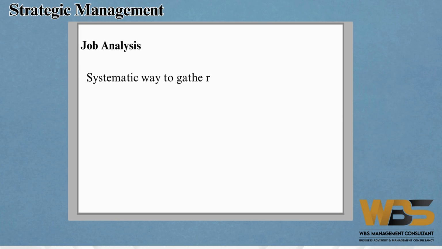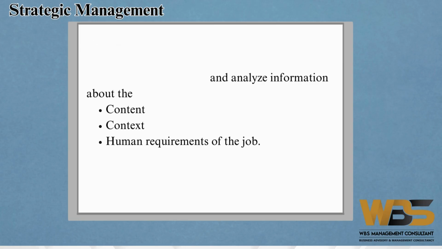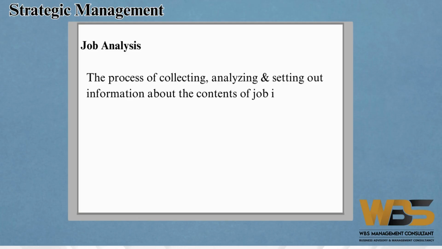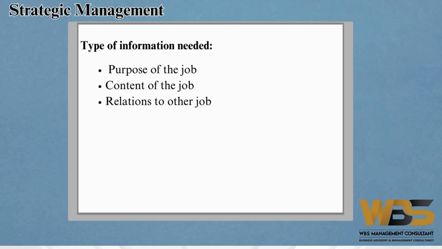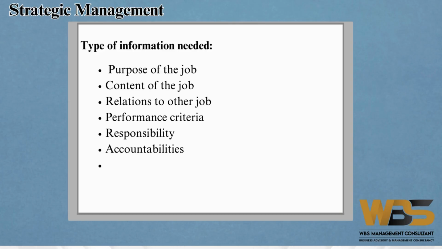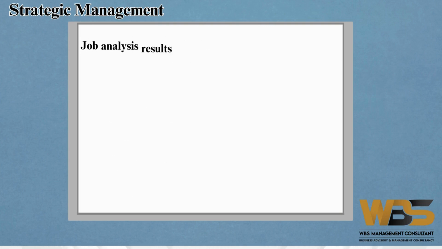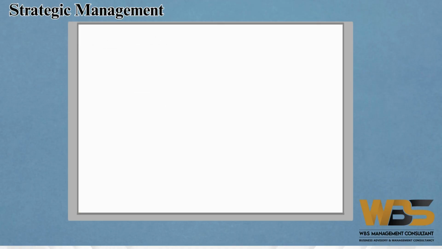The process of collecting, analyzing and setting out information about the contents of job in order to provide basis for job description and data for recruitment, training, job evaluation and performance management. Job analysis is a systematic way to gather and analyze information about the content, context, human requirements of the job, type of information needed, purpose of the job, content of the job, relations to other job, performance criteria, responsibility, accountabilities, organizational factors, development factors, environmental factors. Job analysis results in job description, job specification, employee specification.